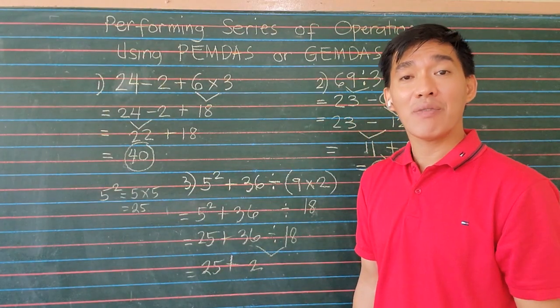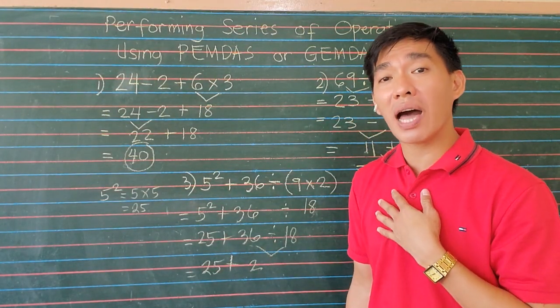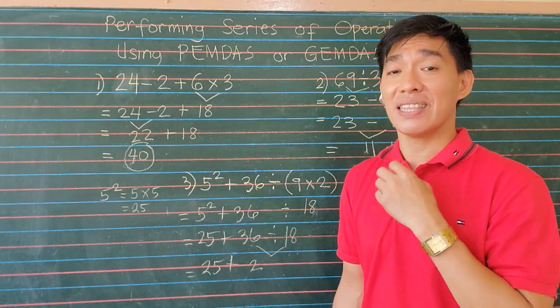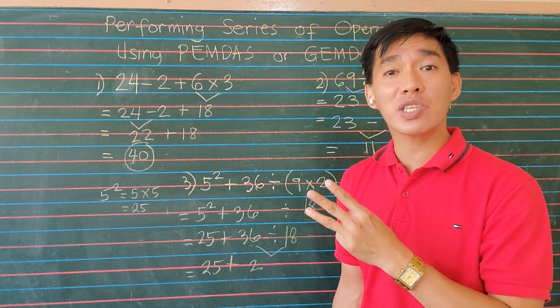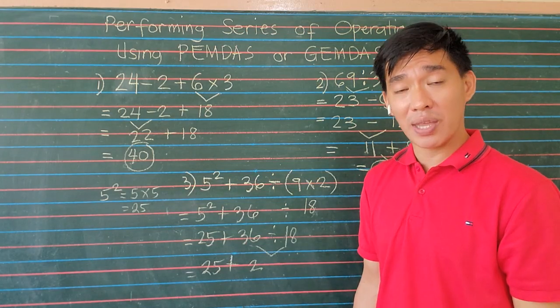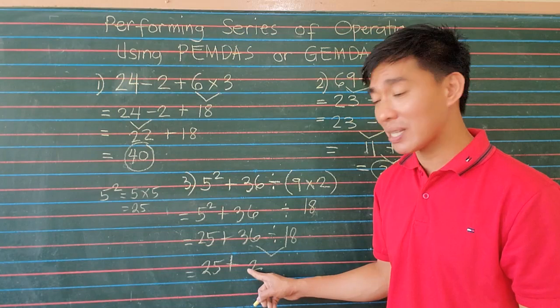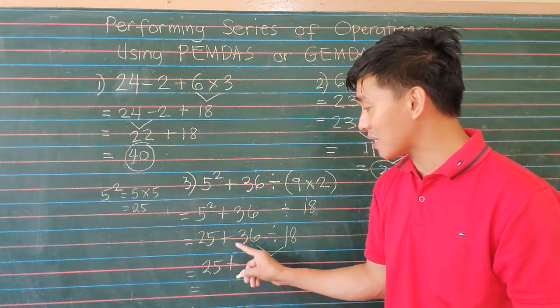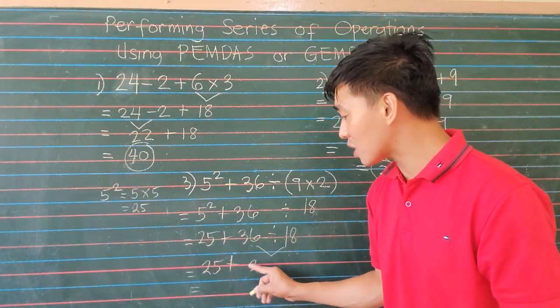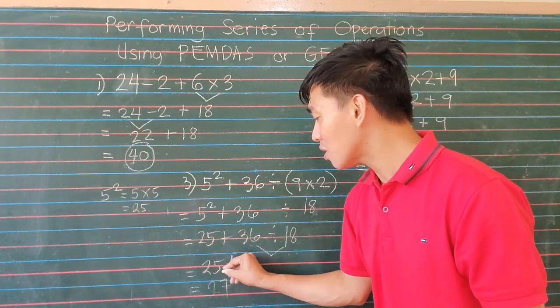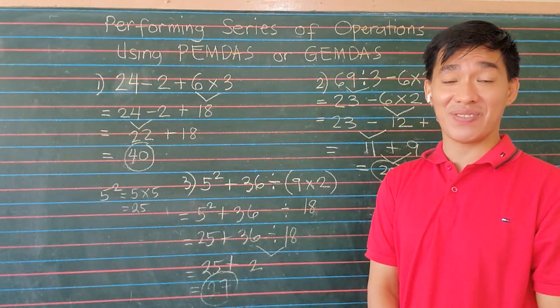Okay, and for step number 4, because we don't have anymore the parentheses, the exponent, multiplication and divisions are already eliminated. So therefore, the last operation is addition, which will complete our solution for this item number 3. 25 plus 2, that's 27. So the final answer is 27.